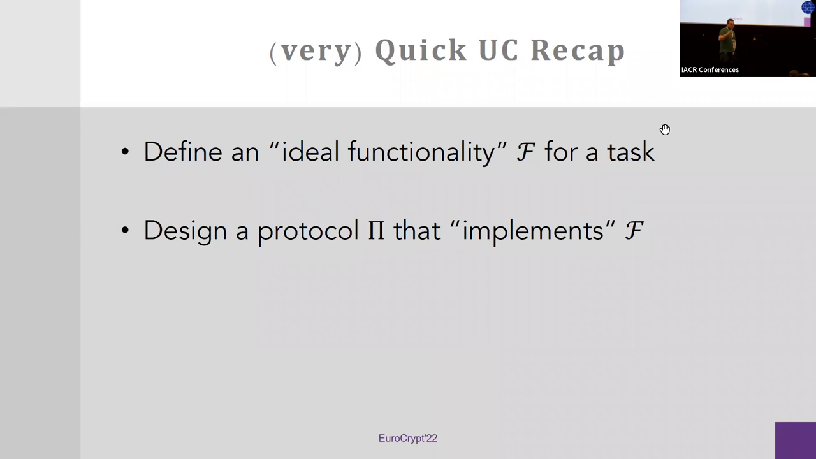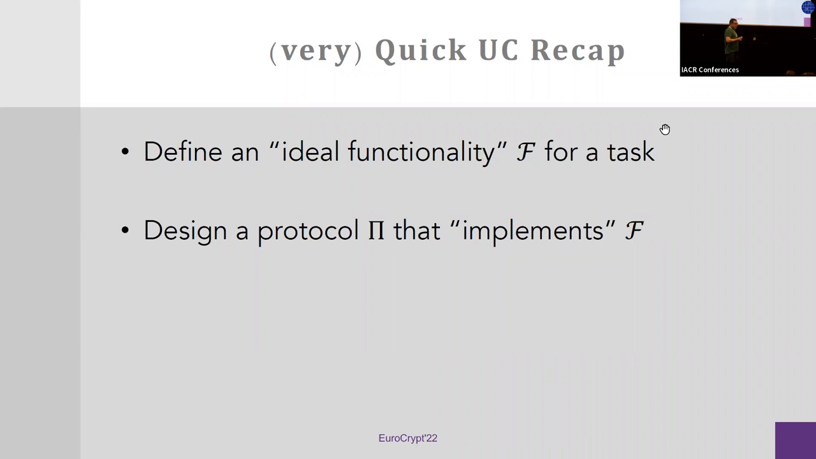Before we start talking about the model, a very quick UC recap, just to make sure we're all on the same page. In UC, you usually define what is called an ideal functionality for a task, and this is secure by definition. For example, a commitment functionality just has a trusted third party that takes the messages and then sends the opening to the other parties when this is over.